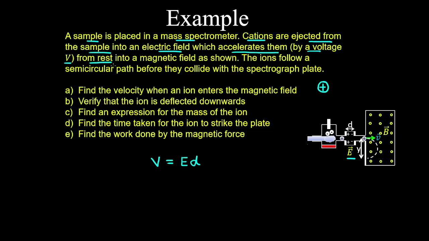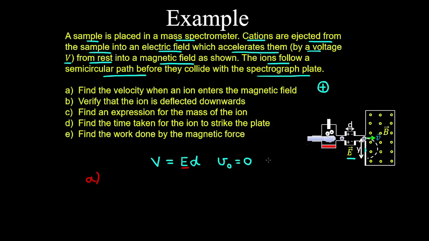And here we have the ions treated as starting virtually from rest, because when they're accelerated, their velocities are going to be a lot higher. So we can take V0 as 0, and these ions enter a magnetic field in a spectrograph as shown. And we're told the ions follow a semicircular path before they collide with the spectrograph plate. And in part A, we'll find the velocity when the ion enters the magnetic field.